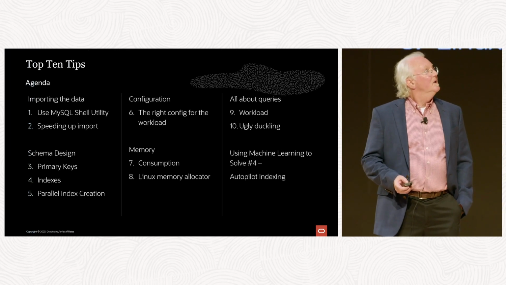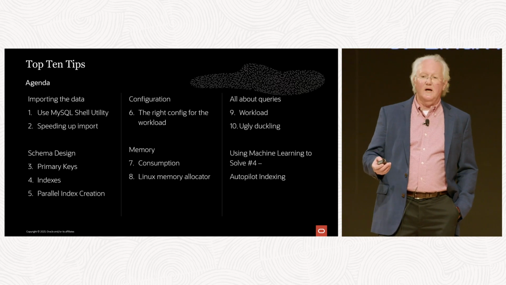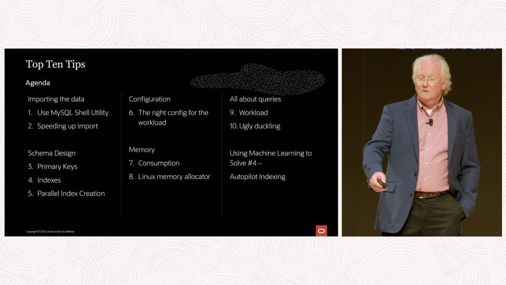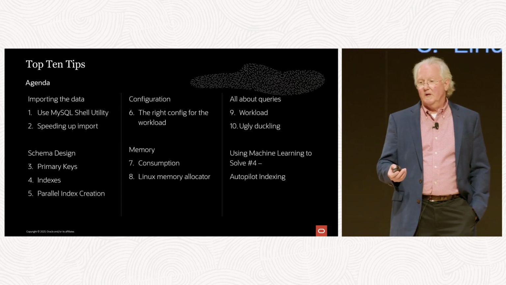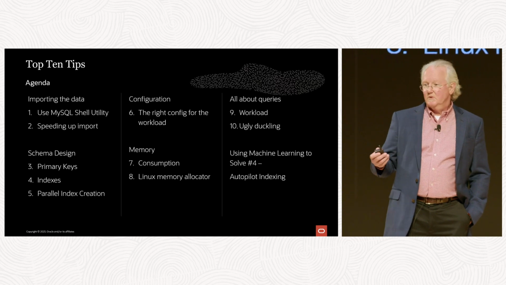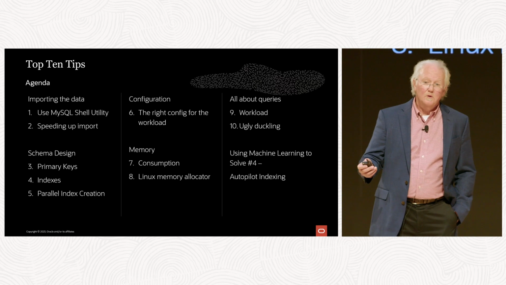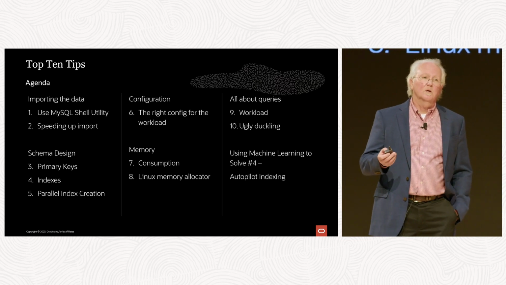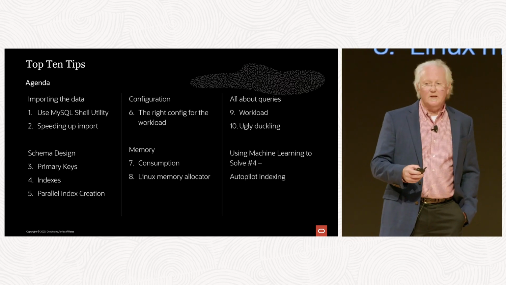So right now, we're going to talk about getting data in, getting data out, what tools you should use. I'm going to talk about some schema design things like primary keys and indexes, parallel index creation, some configuration things that you can do or not do, how you look at memory and how you can get better performance on a Linux system with a different memory allocator.